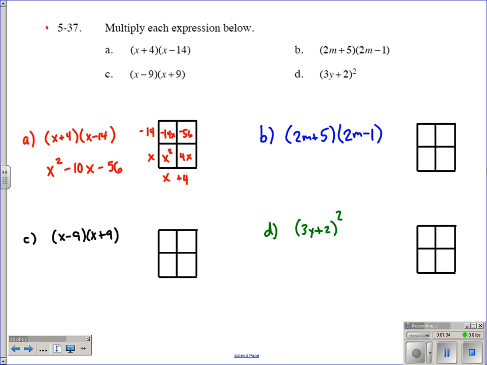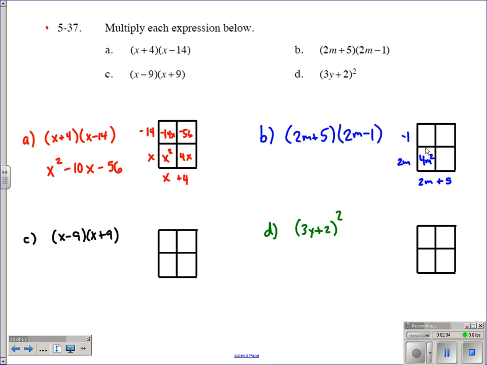Letter B. 2m plus 5 times the quantity of 2m minus 1. So we've got 2m plus 5, and I have 2m minus 1. So 2m times 2m. Well, 2 times 2 is 4. M times m is m squared. We should have 4m squared.